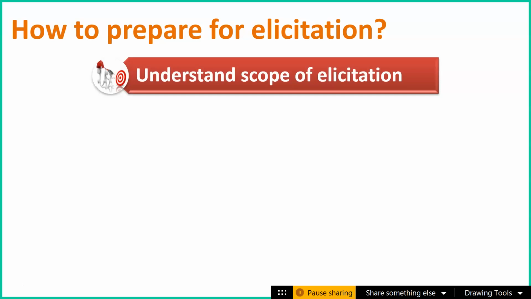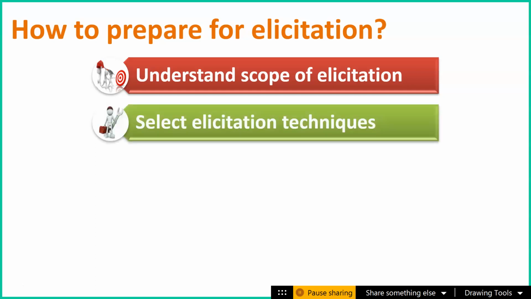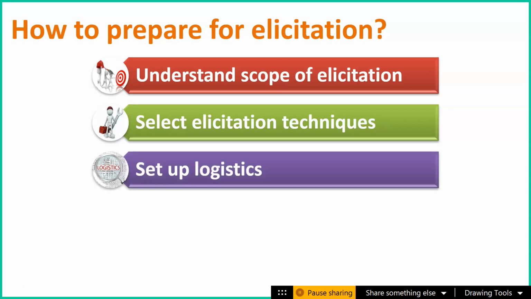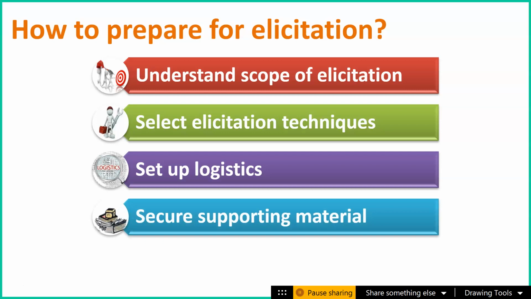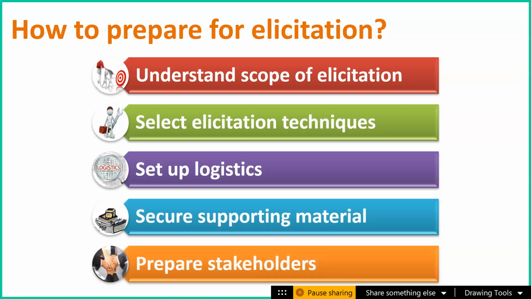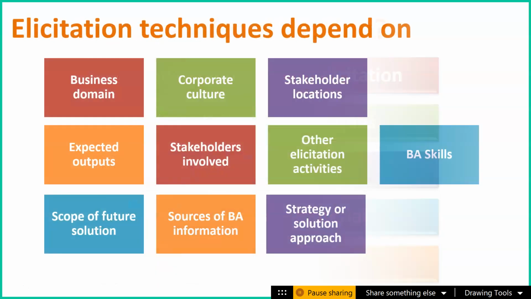So we're going to talk about several things. We're going to talk about understanding what we're trying to elicit, the different kinds of techniques we could use for what we're trying to elicit, as well as the people involved. Make sure that we've got the right things available to us to execute well, and get supporting material. Okay. And then ideally we prepare the stakeholders so they know what they're getting in for.